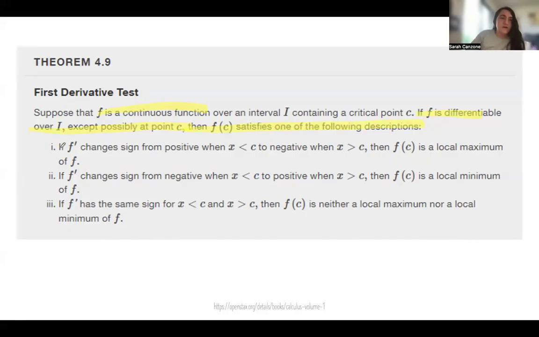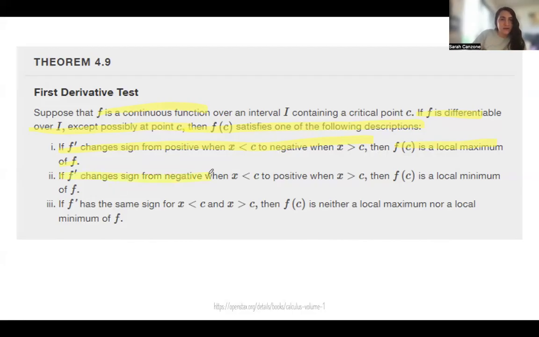So if f prime changes from positive to negative, then f of c is a local maximum. So if we are looking at a first derivative and we see we go from positive to negative, we know it's a maximum. So this is how we can tell from first derivatives what is a maximum and what is a minimum without knowing the shape of the graph.